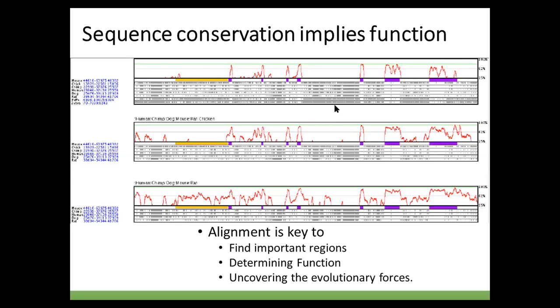In this course, we are not trying to apply these algorithms or methods to biological data to understand biology. Rather, our main objective is to understand how these algorithms are formed, looking into the biological requirement. That is the main objective of this course. Alignment is key to finding important regions.